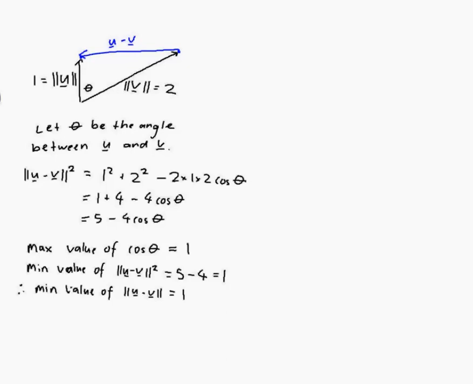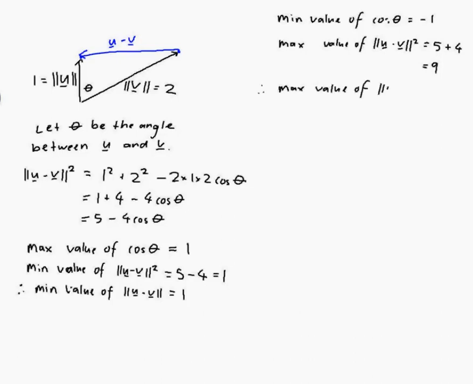So we should be able to now figure out what the maximum value is by using the minimum value of cos. So the minimum value of cos theta is minus 1. So the maximum value of the length of u minus v squared is 5 plus 4, which is 9. And therefore, the maximum value of u minus v is, sorry about that, let's just rub out one of those lines. Okay, the maximum value of the length of u minus v is the square root of 9, which is 3.